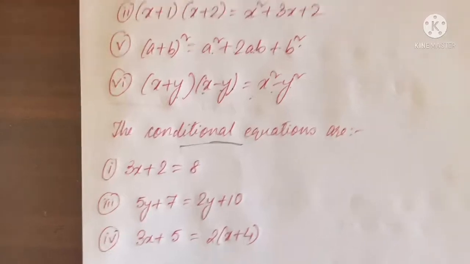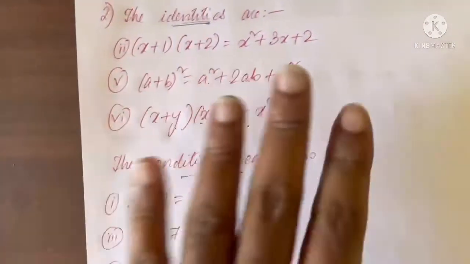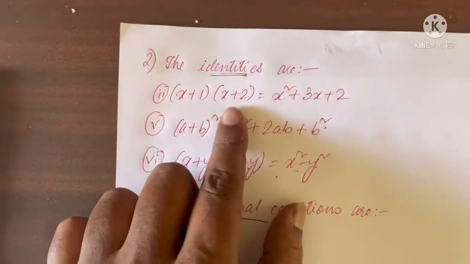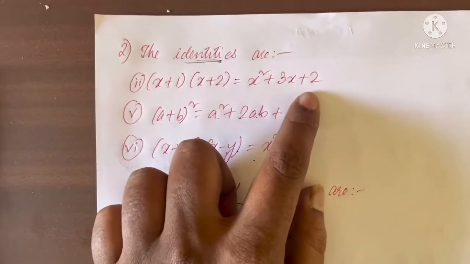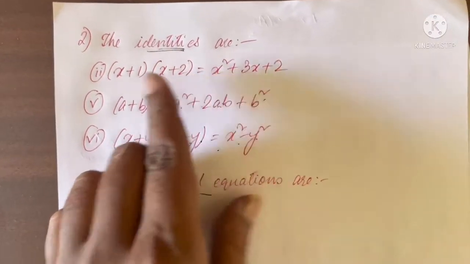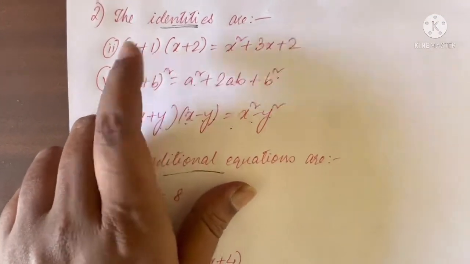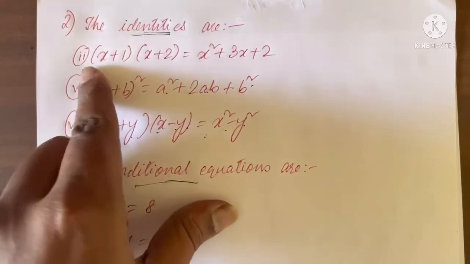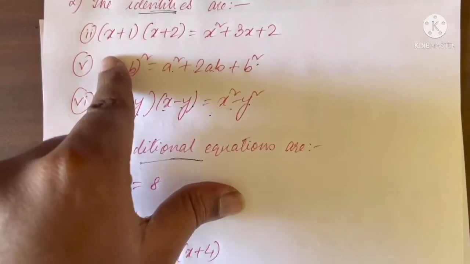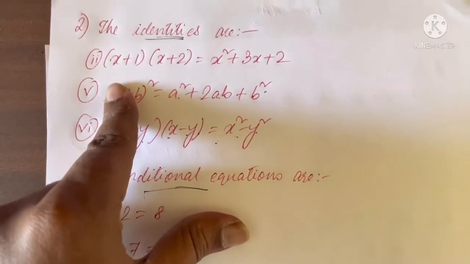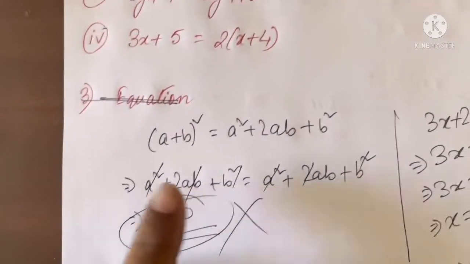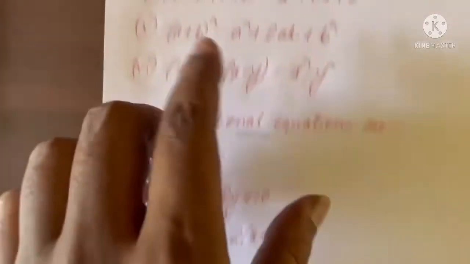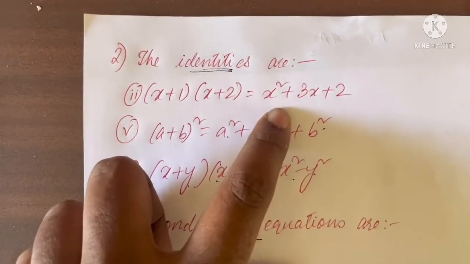So we look into the example, the questions given, and here we can say which are the identities and which are the conditional equations. See this equation, x plus 1 into x plus 2 is equal to x square plus thrice x plus 2. If we apply the formula that you have learnt in chapter 4, x plus a into x plus b, you will get the same thing as the answer, right? So this is a complete use of formula. That's why you cannot find the value of x here. If you try to solve this, you will get 0 equal to 0 in the end. Everything will cancel out. So it will be an identity.